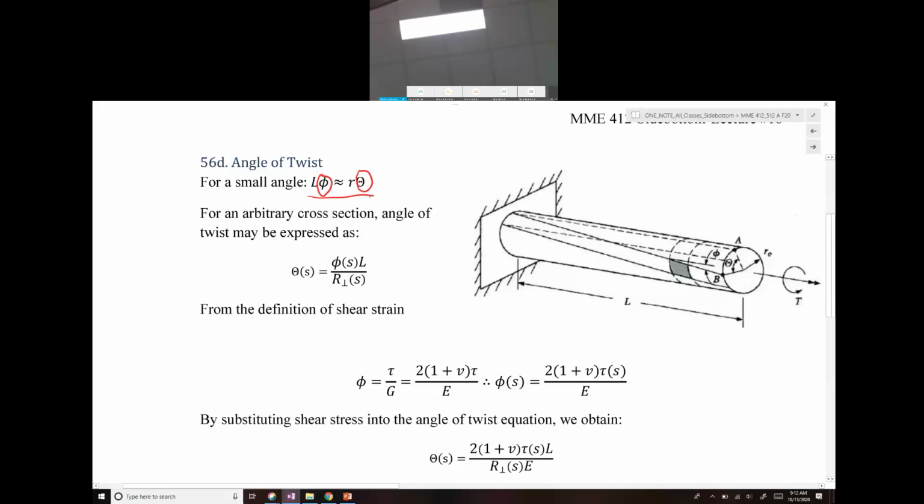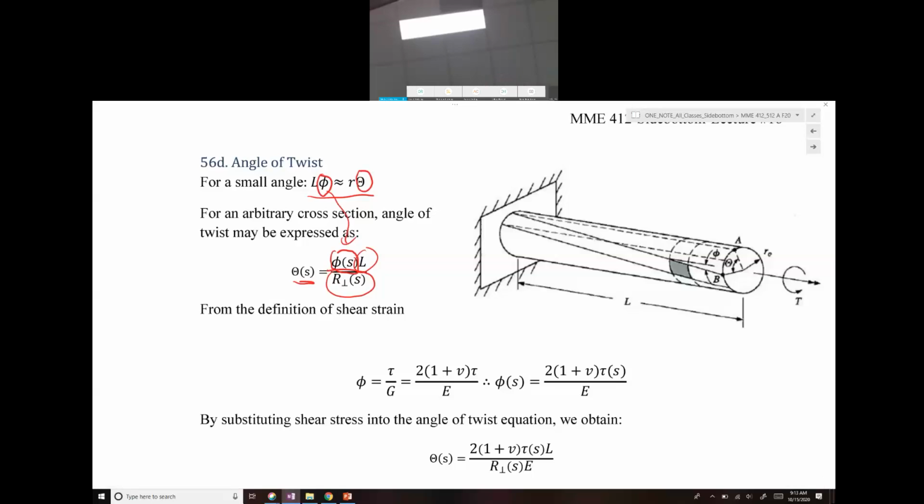So for an arbitrary cross section, we can relate the angle. We can say that the angle of twist as a function of the perimeter would be equal to the shear strain as a function of the perimeter times the length times that perpendicular distance r times s. Right, so the perpendicular radius.